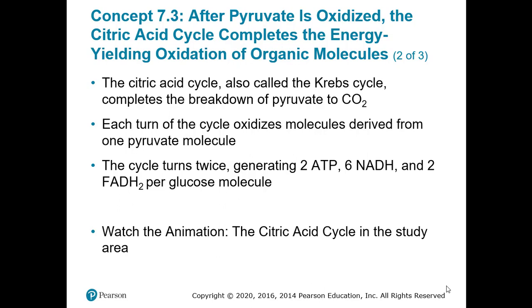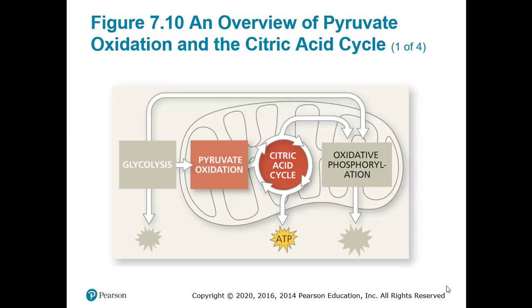At the end of the Krebs cycle, or the citric acid cycle, I'm old school here, you're going to get 2 ATP, 6 NADHs, and 2 FADH2 per glucose molecule. Okay, make sure you watch that animation, the citric acid cycle. All right, so glycolysis has occurred. We've made our 2 ATP, okay, but you're running a marathon. You have a lot of oxygen in your muscle and your blood, so the pyruvate's going to undergo oxidation into the citric acid cycle. We're going to make a couple more ATP. That's what we're getting ready to talk about.